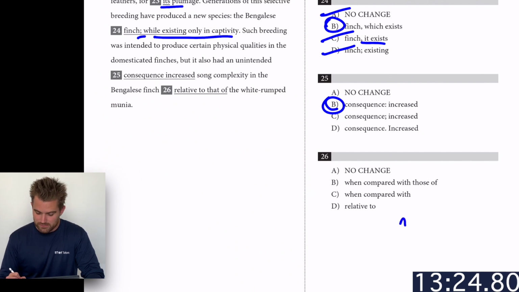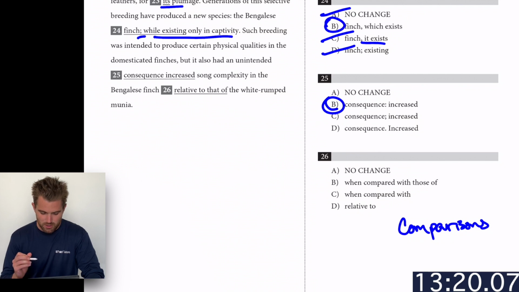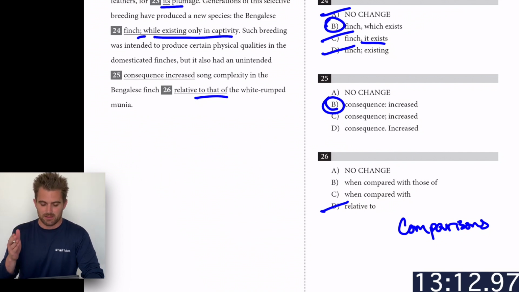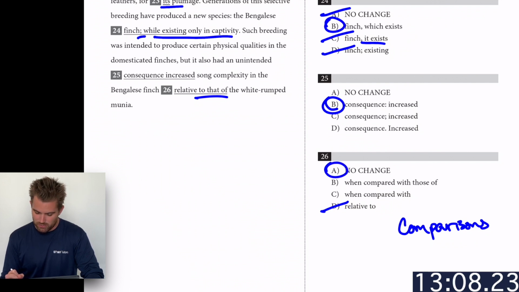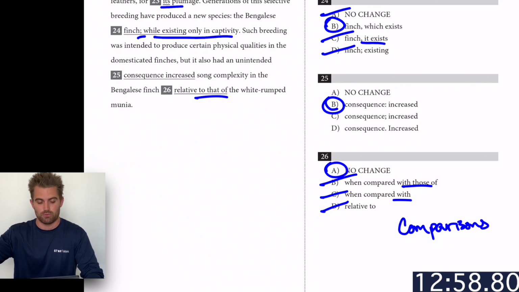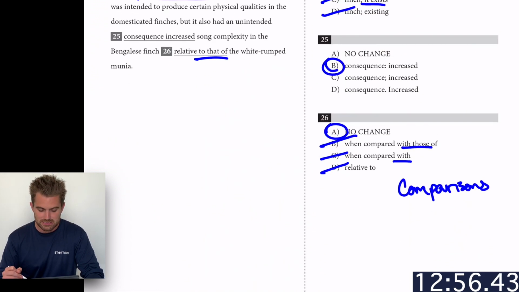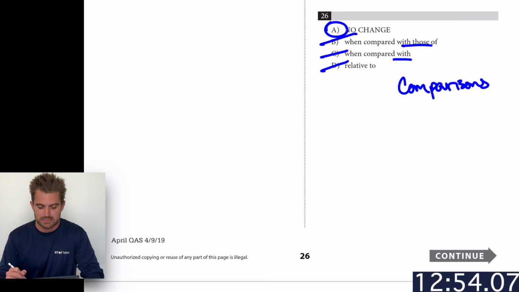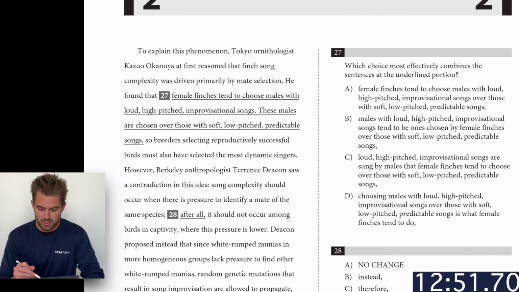Okay, guys, this is a really difficult comparisons question. Comparisons relative to that of the white-rumped munia. That is what gives us away. It can't be "relative to," because we're comparing the song complexity of the Bengalese finch to that of the white-rumped munia. I think it has to be A. "When compared with those"? No, because that's one song complexity, not "those." That's plural. It's "to that of," right? It's got to be A for comparisons, because we're comparing the song complexity to the song complexity, not the song complexity of the white munia.